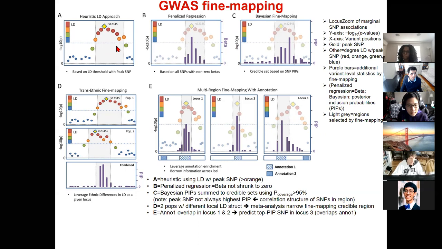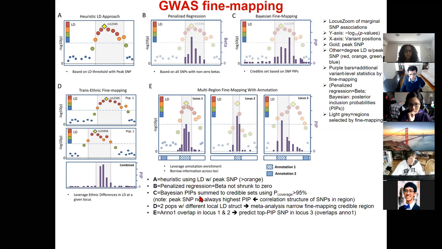So you can ask with different metrics, which of the SNPs are likely to still be real. One metric is simply using the LD with a peak SNP. So at various thresholds of LD R squared, you can basically paint the SNPs red, orange, green, and blue, based on how far they are in genetic space from the lead SNP. You could also look at a penalized regression. Basically, if I correct for the lead SNP, what is the residual beta for all of the SNPs that are nearby? And I can infer a set of credible SNPs from all of the genetic variants that have a non-zero beta.